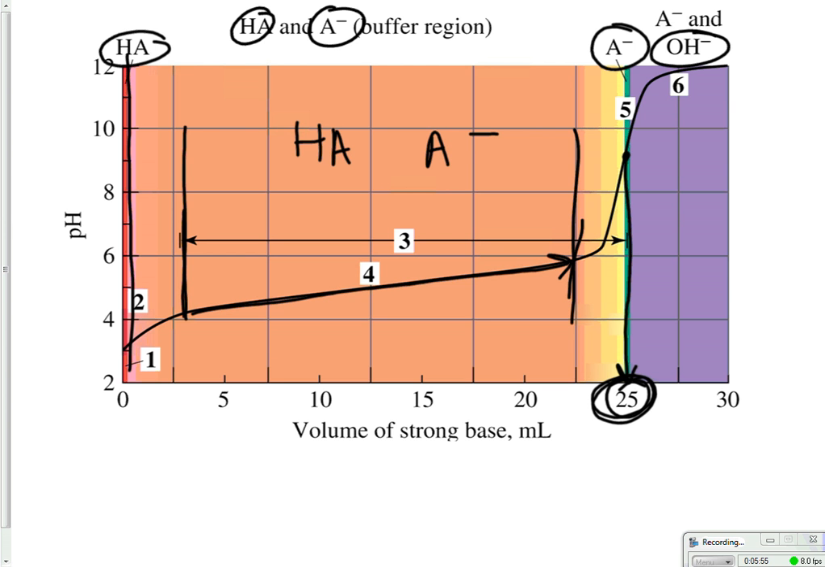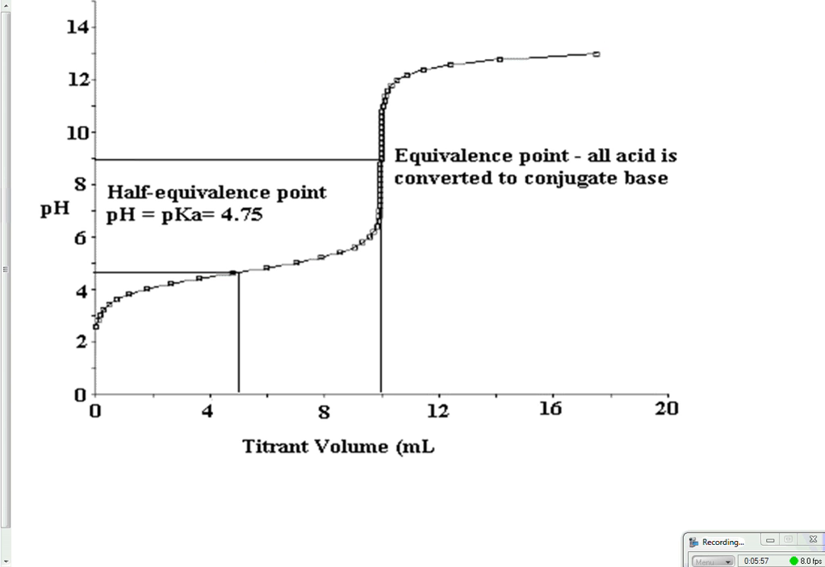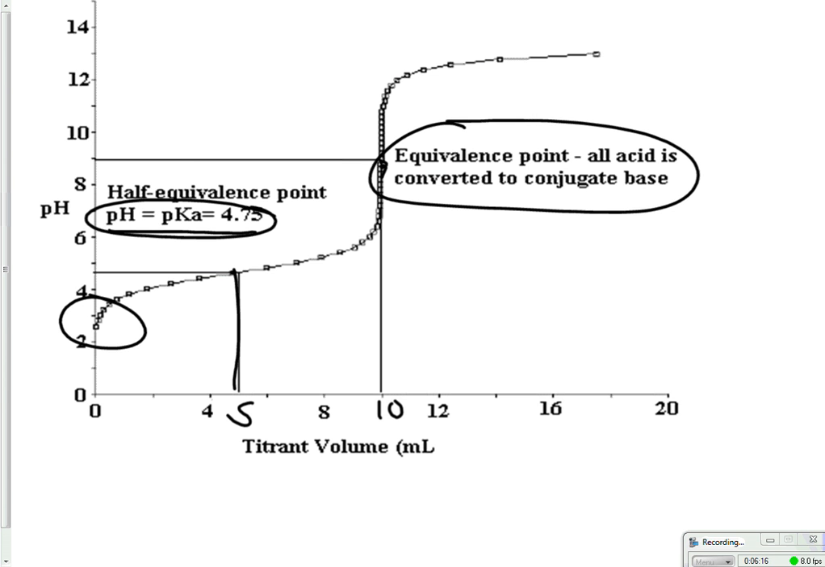Now, key things. You have to know that halfway to equivalence, pH is equal to pKa. So for example, if 10 is my equivalence point, at 5 I would know pH is equal to the pKa, 4.75. I know it's starting at a pH above 2, so it's a weak acid. I also know that the equivalence point is above 7. So that's how I identify a weak acid.